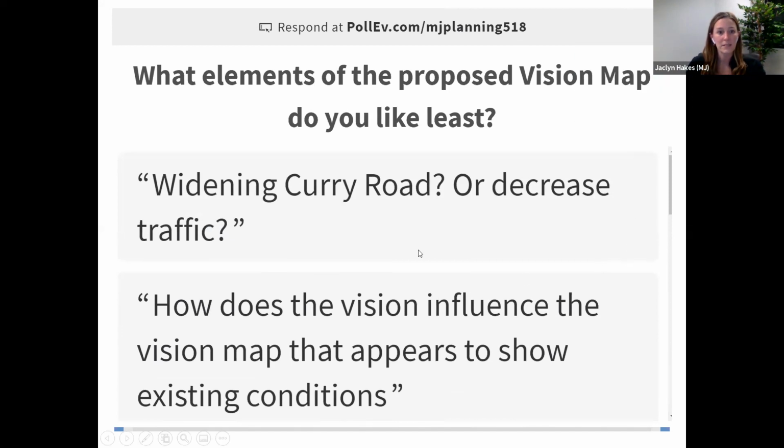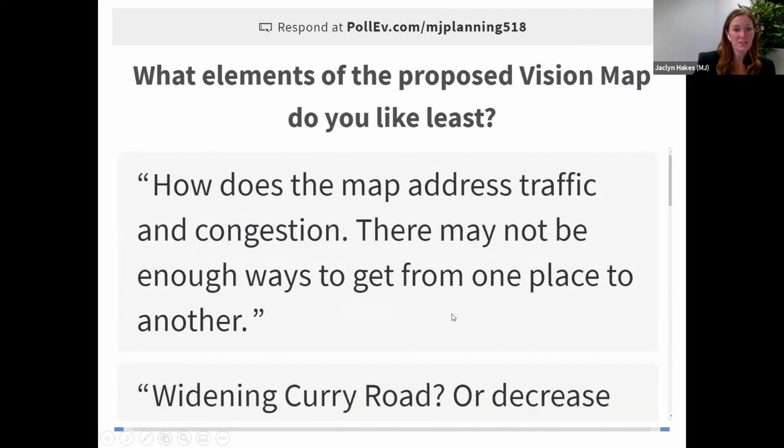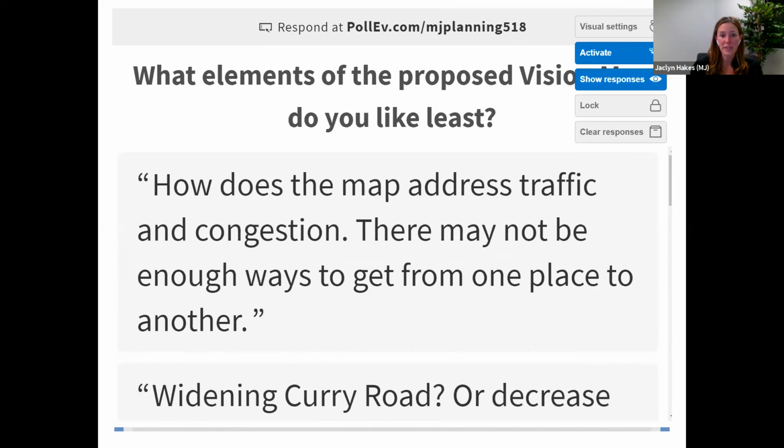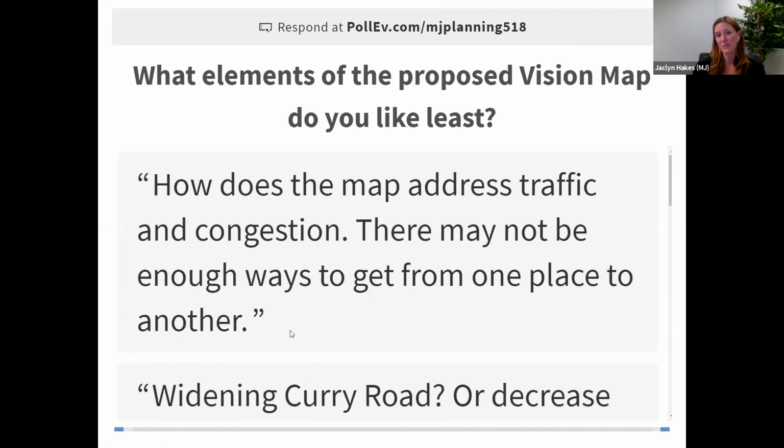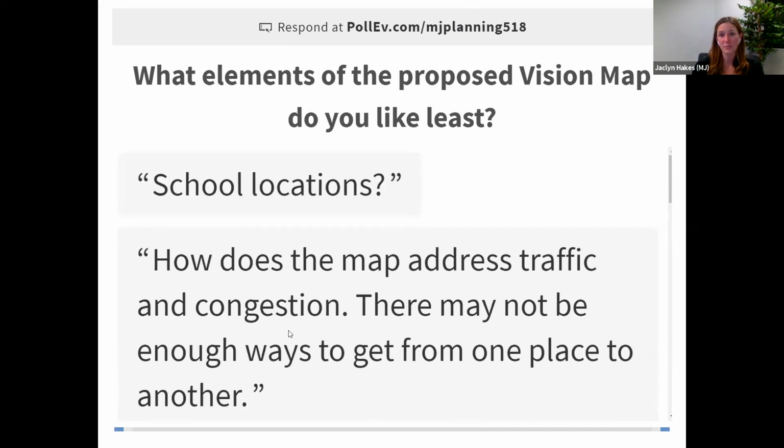Okay. Widening Curry Road or decreased traffic. Okay. How does the map address traffic and congestion? There may not be enough ways to get from one place to another. Okay. So yes, several of these elements that you are all raising are very good points. And the level of detail of the vision map does not get there at this point. But in terms of next steps, we will be working with the committee and identifying specific recommendations to help address some of these more detailed items.